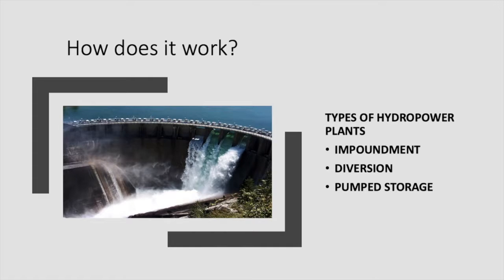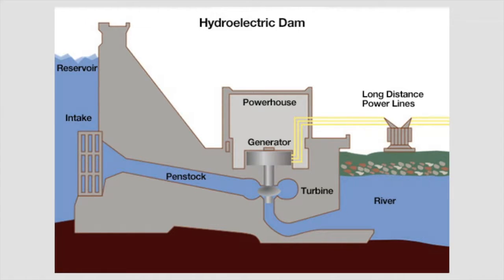There are three types of hydropower plants, which are impoundment, diversion, and pumped storage. Let's start with the impoundment. The most common type of hydroelectric power is an impoundment facility. An impoundment facility, typically a large hydropower system, uses a dam to store river water in a reservoir. Water released from the reservoir flows through a turbine, spinning it, which in turn activates a generator to produce electricity. The water may be released either to meet changing electricity needs or to maintain a constant reservoir level.